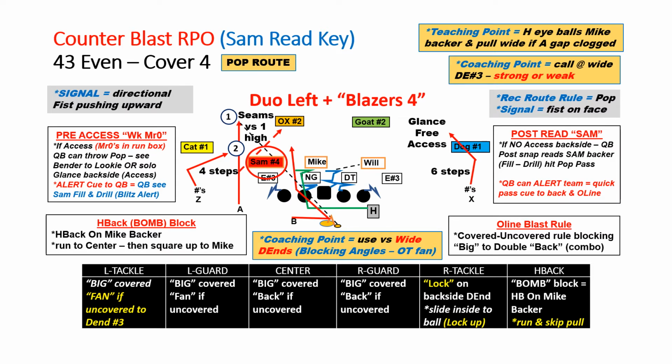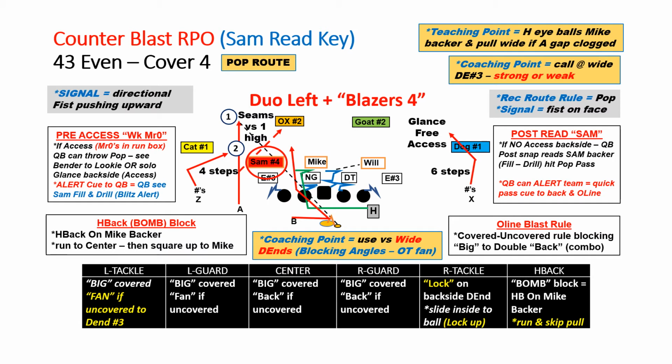Again, quarterback is going to go ahead and use his pre-snap free access read. If he has free access to the backside, he knows he can go there, even though the Sam is the strong side to the glance route. If not, then we're going to go ahead and go post-snap read progression of the Sam backer. If he fills, we drill the A running the bender read first to the Z running the 4-step lookie underneath, replacing the Sam backer. The O-line does their big to back read.